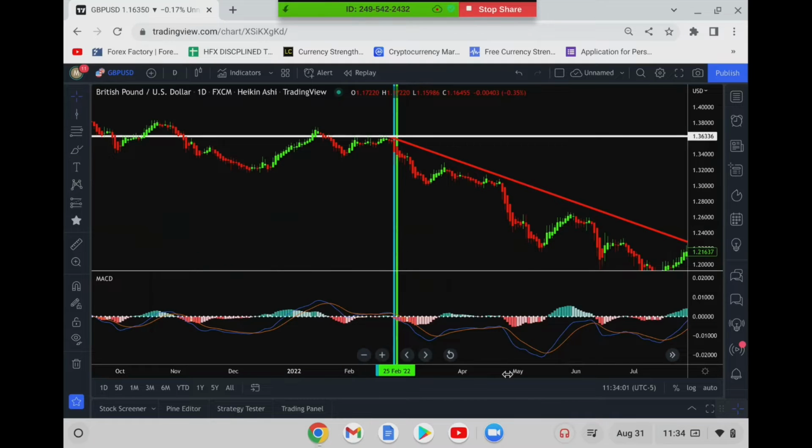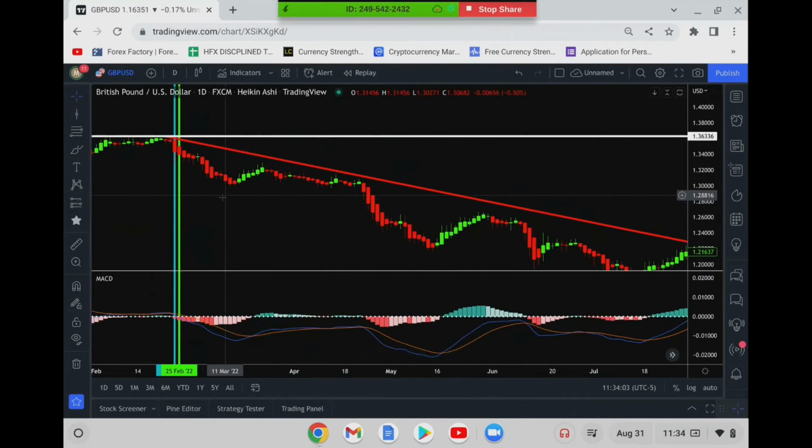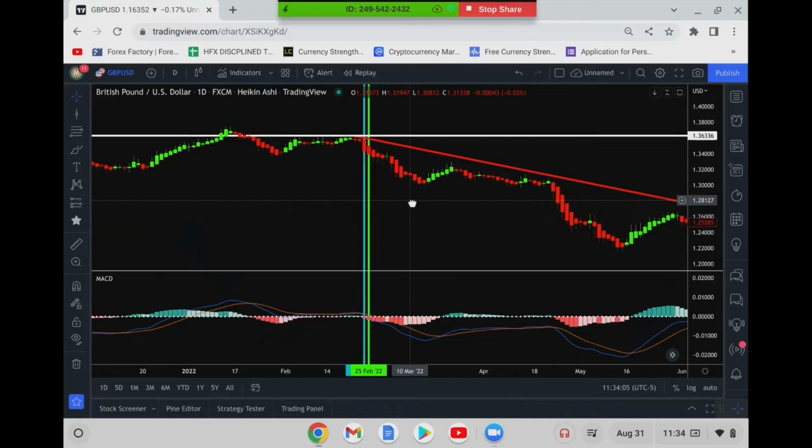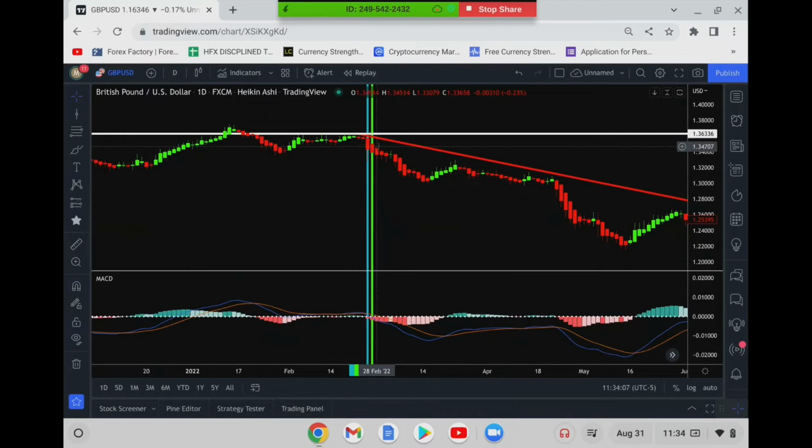Now, up here at the top, I got even more confirmation because I got a flat top Heikin-Ashi candle, which also confirmed to me that sellers' momentum was in the market. So this would have been my first entry on this trade.